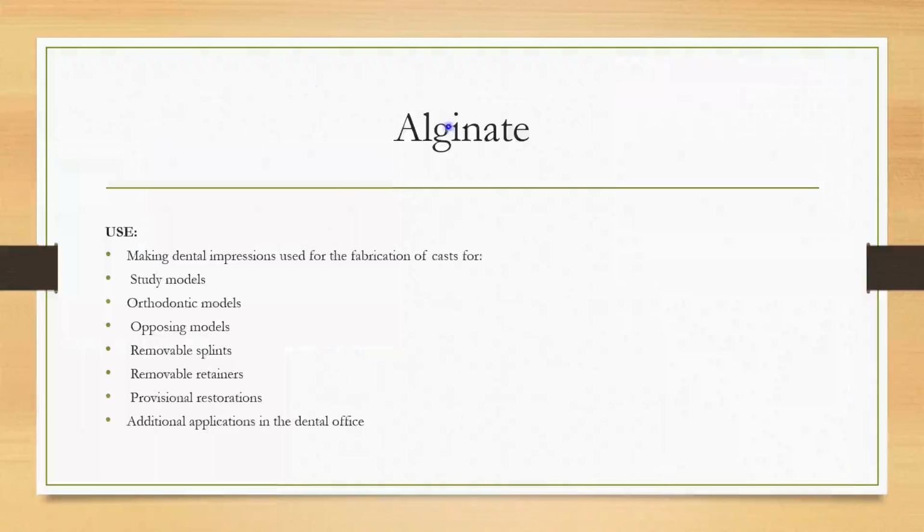So what are the uses of alginate? Alginate is used for making dental impressions, which are used for the fabrication of study casts, orthodontic models, opposing models, removable splints, removable retainers, and provisional restorations. There are some restorations that we have to make outside the mouth, and after they are made, we place them in the mouth. That's what we call provisional restorations. Those are some of the uses.